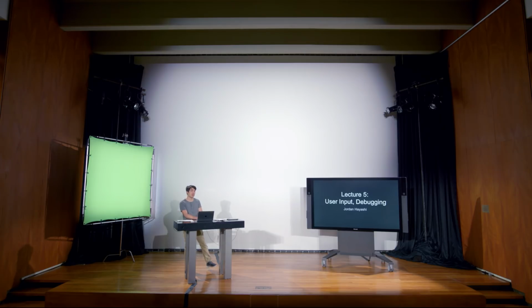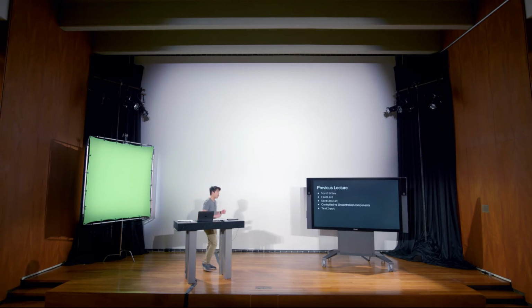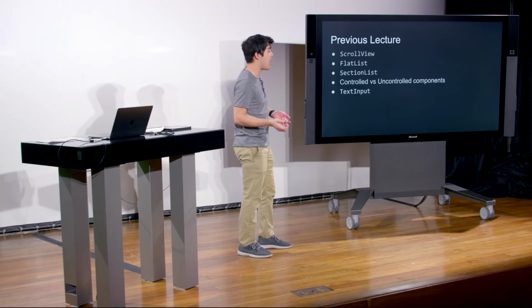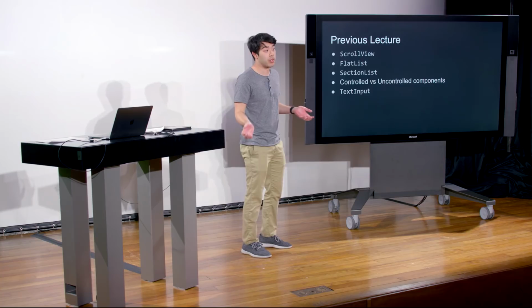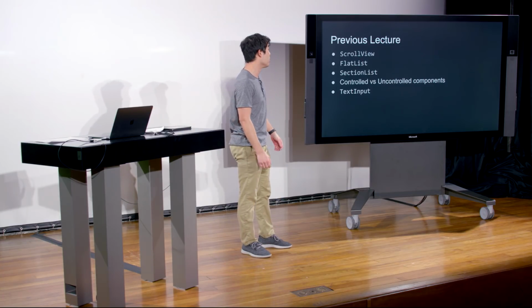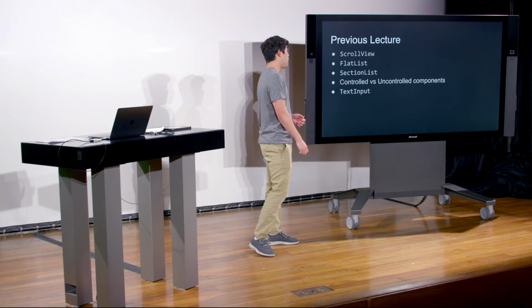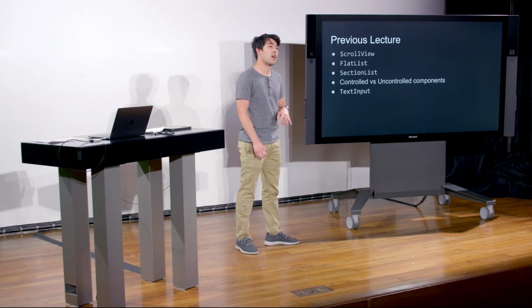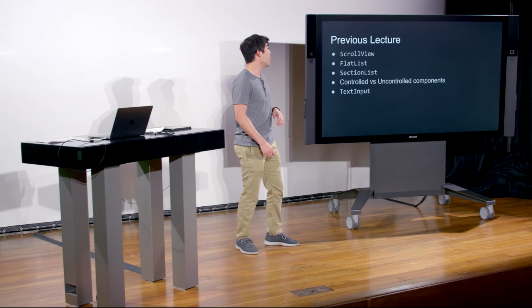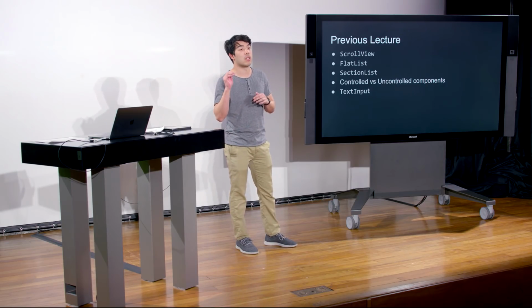This week we'll be talking about user input, which we discussed a bit last week, and debugging. So in the previous lecture, we discussed a few different concepts. We talked about scrolling views, which are the views where you can scroll, the caveat being that all of its children render before the whole view renders. We talked about a couple virtualized lists, FlatList and SectionList. Those are much more performant because they'll only render what's in view.